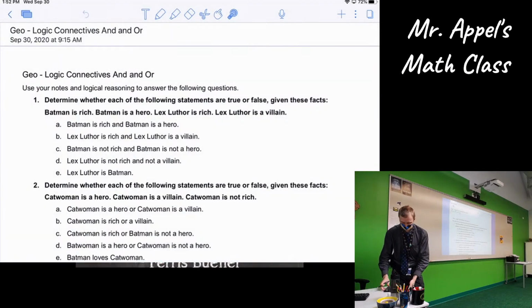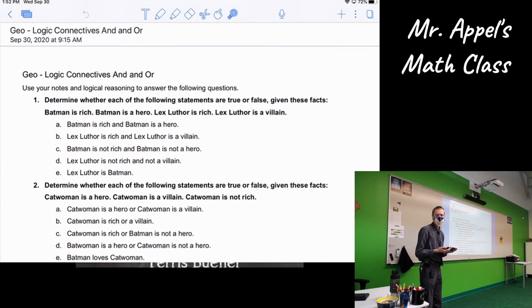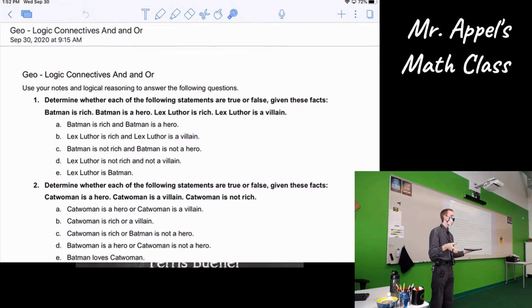So what we're going to do today is we're going to practice a little bit with some of these. I've created some statements of my own about my favorite character, Batman, and some of his acquaintances. And we're going to combine these statements together using ands and ors, and we'll figure out what ends up as true and what ends up as false.